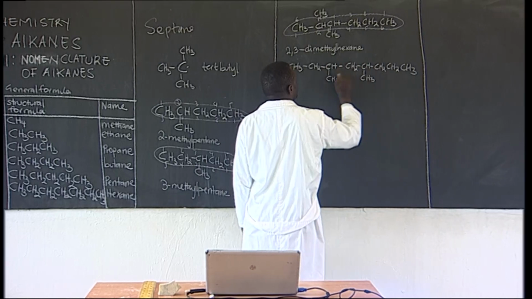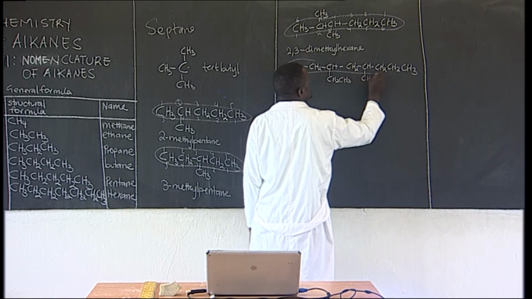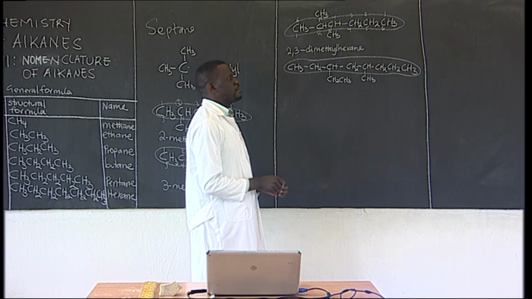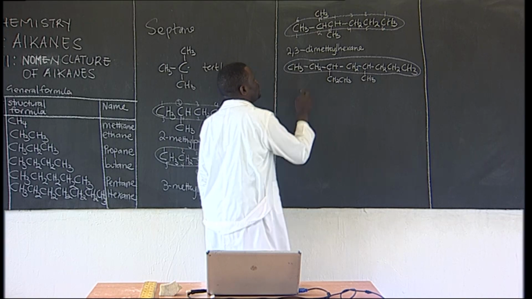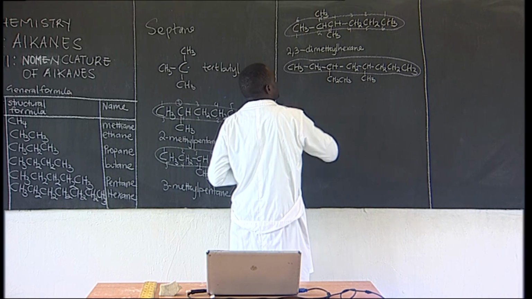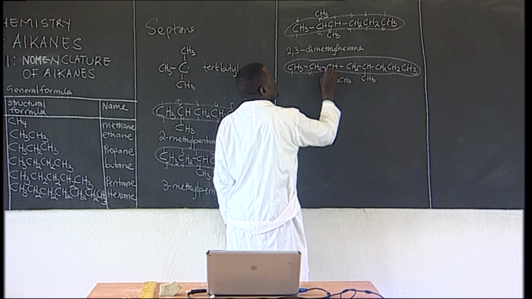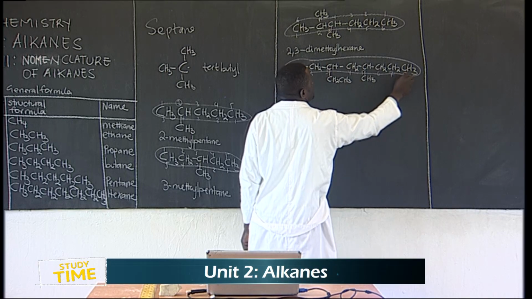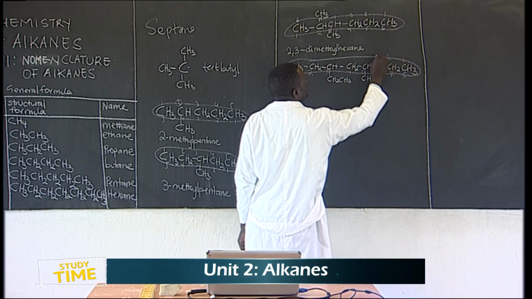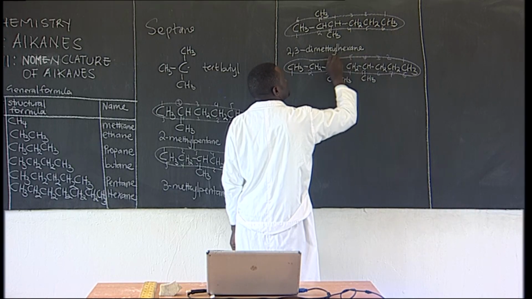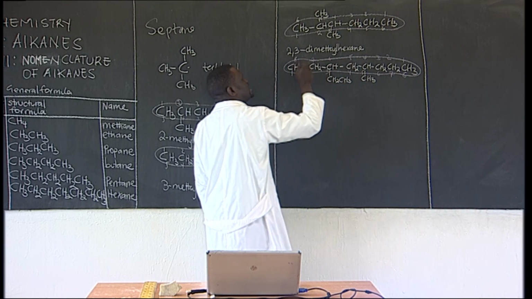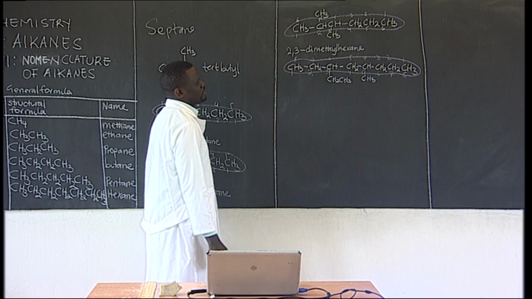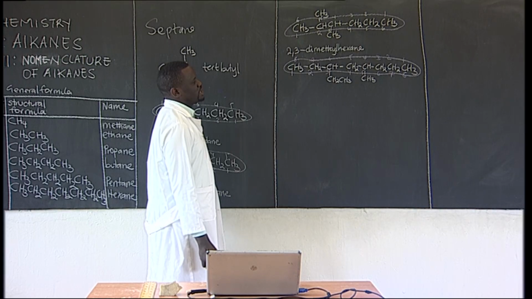So here we choose the longest possible chain. Supposing we have this one, this is our longest possible chain. In our longest possible chain, we are going to give numbers 1, 2, 3, 4, 5, 6, 7, 8, or 1, 2, 3, 4, 5, 6, 7, 8. So our longest possible chain has 8 carbon atoms, meaning our main chain is octane.